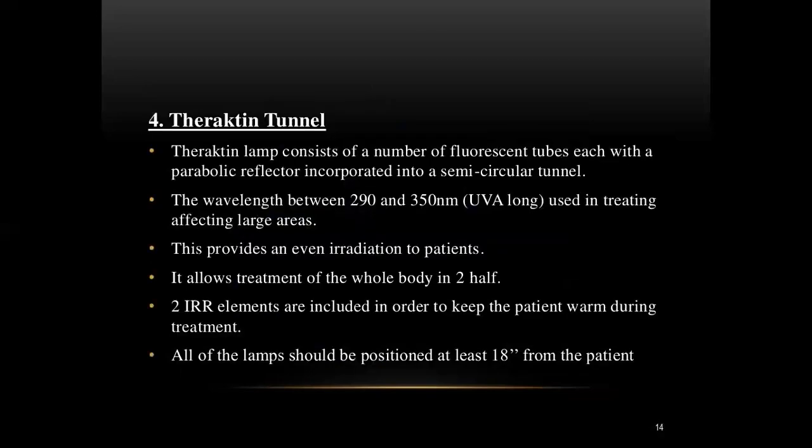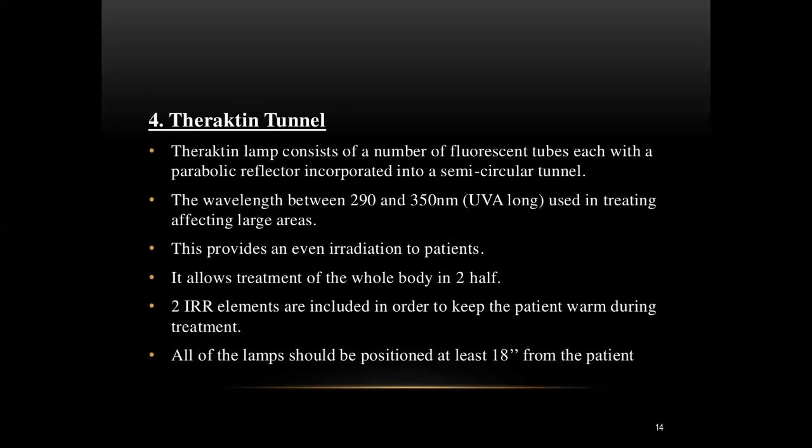Next up, the Theraktin tunnel. The Theraktin lamp consists of a number of fluorescent tubes, each within a parabolic reflector incorporated into a semicircular tunnel. The wavelength between 290 to 350 nanometers, UVA long, is used in treating large areas. This provides an even irradiation to the patient.